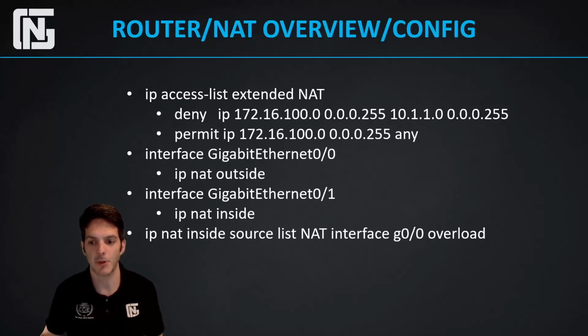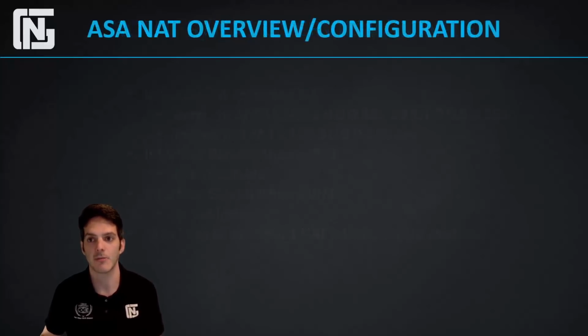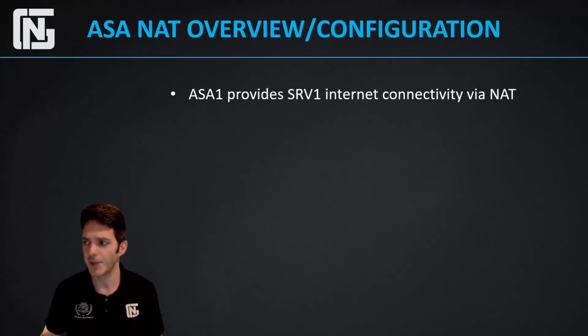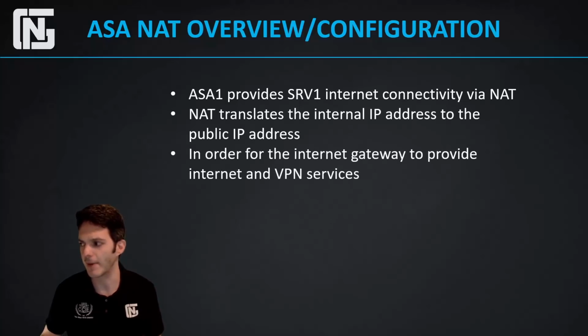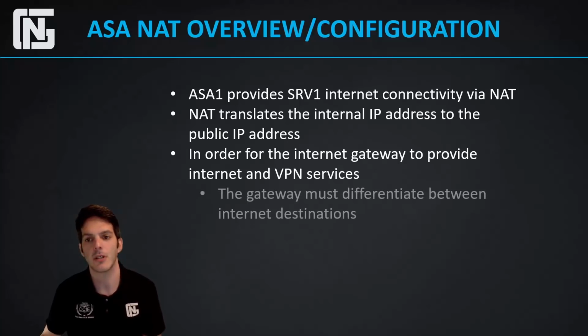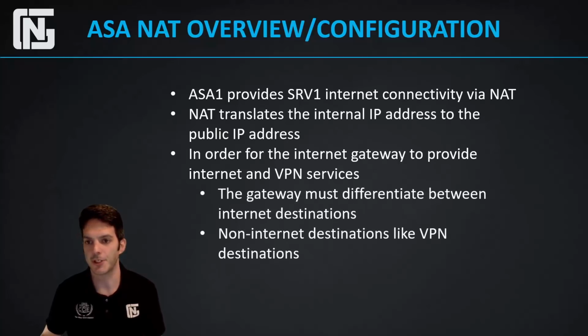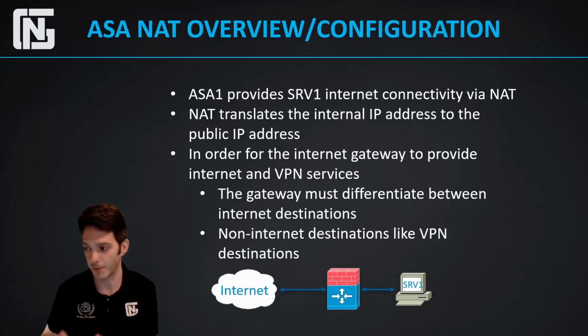Now, the same concept applies with ASAs. So, ASA 1 provides server 1 internet connectivity via NAT. The NAT translates the internal IP address to the public IP address. In order for the internet gateway to provide internet and VPN services, the gateway must be able to differentiate between internet destinations and VPN destinations. And so here we have another example where ASA 1 is providing server 1 internet access.